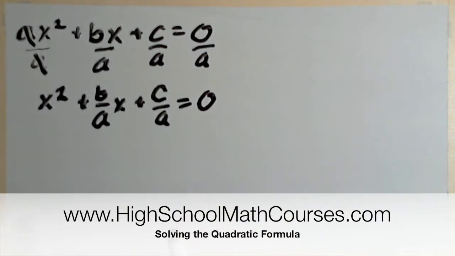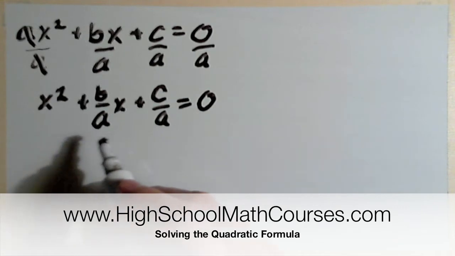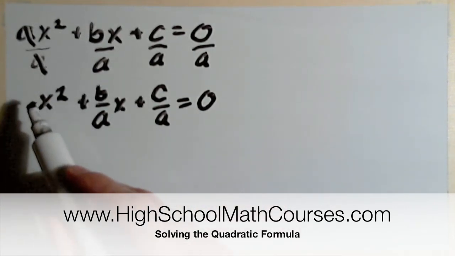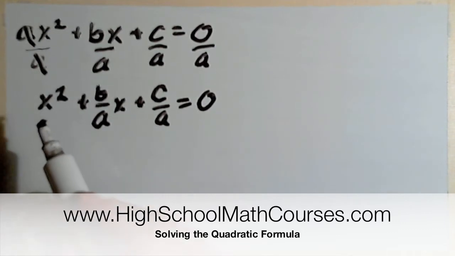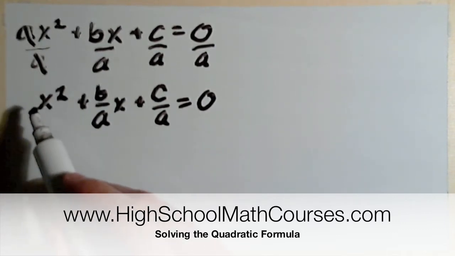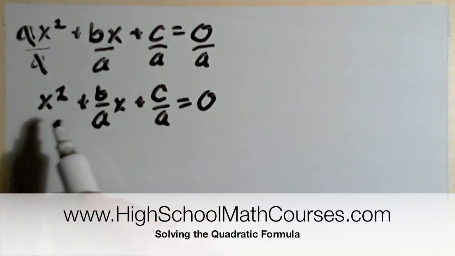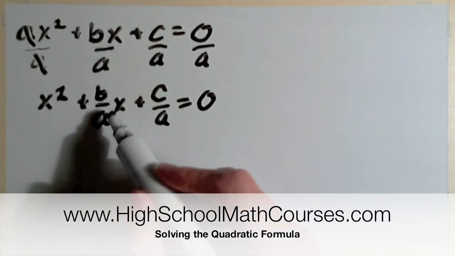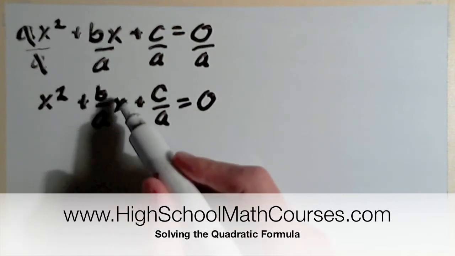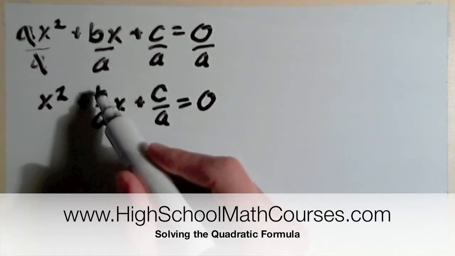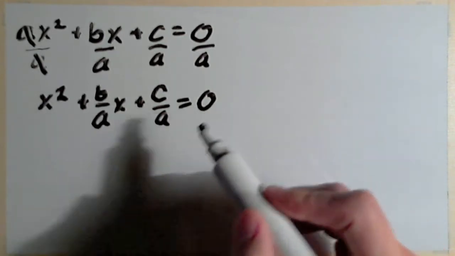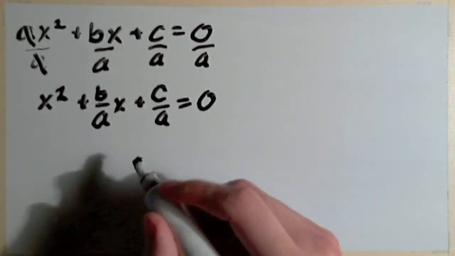The next step we're going to need to do is complete the square. In order to complete the square, you have to have the coefficient of the first term be 1, which we already did by dividing through by a. The second part of completing the square is taking the coefficient of the middle term, which is the x term, dividing by 2, squaring that, and then adding it to both sides. So let's go ahead and do that.